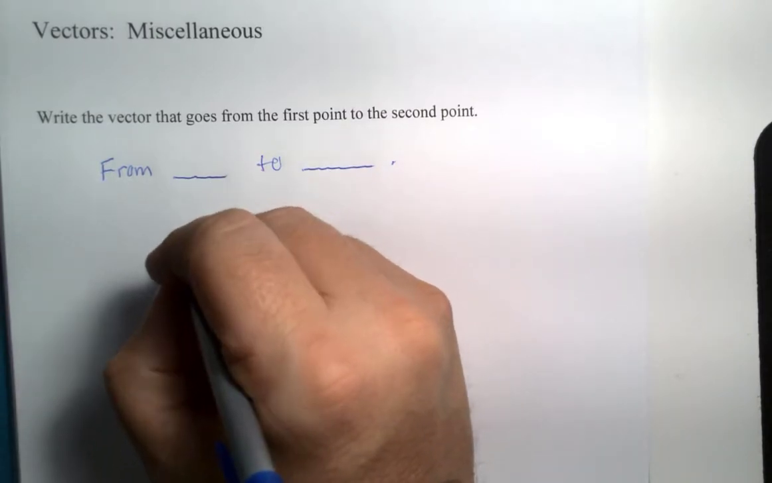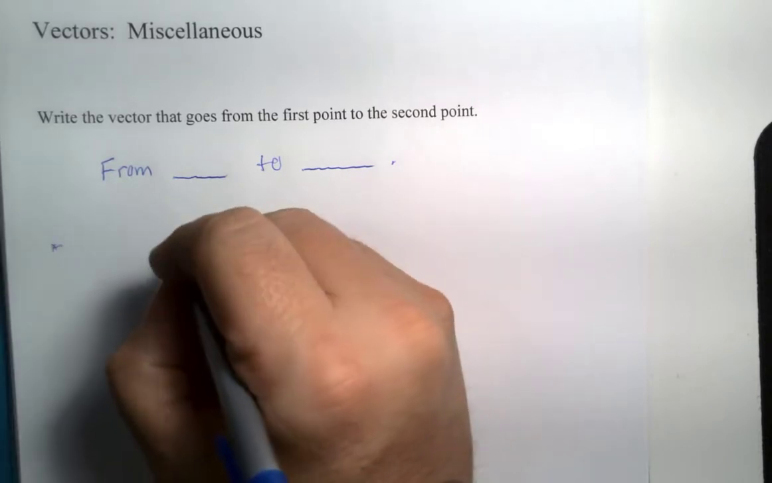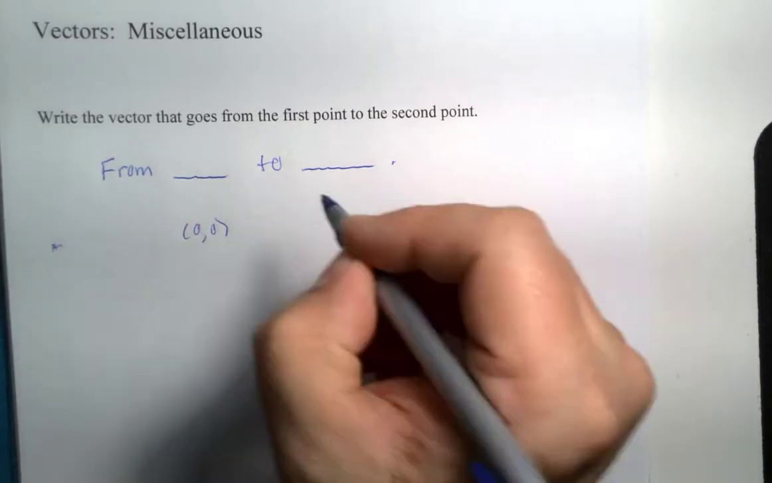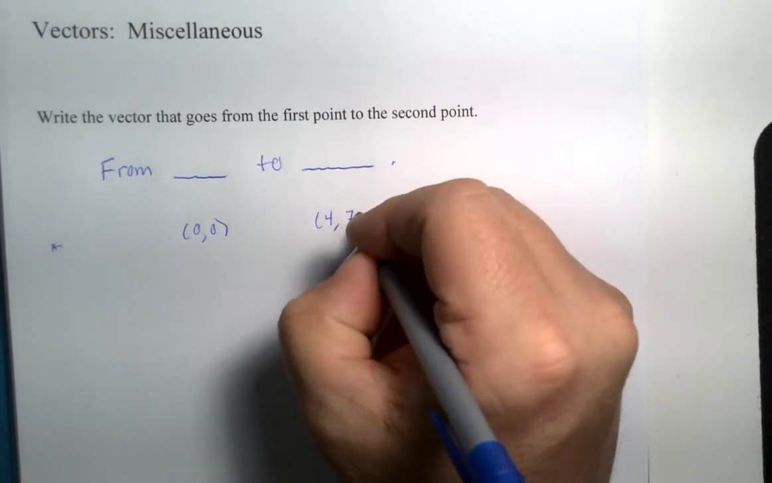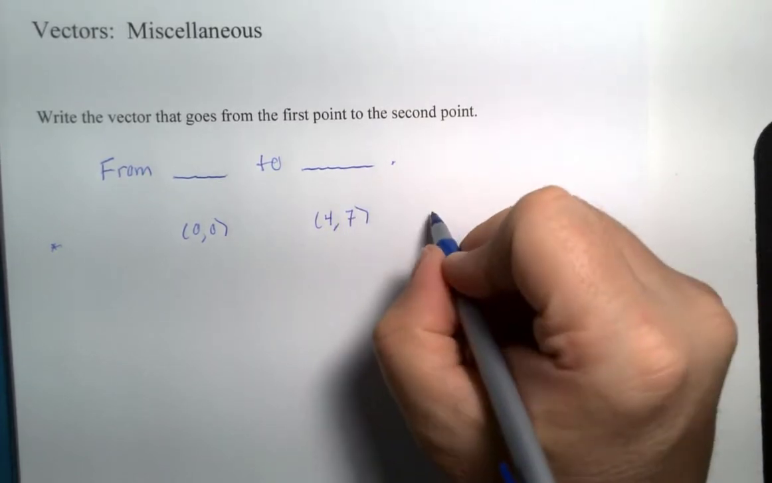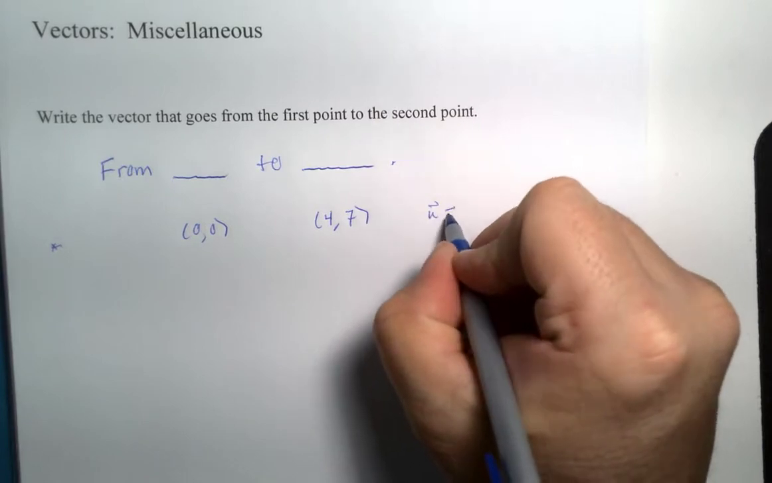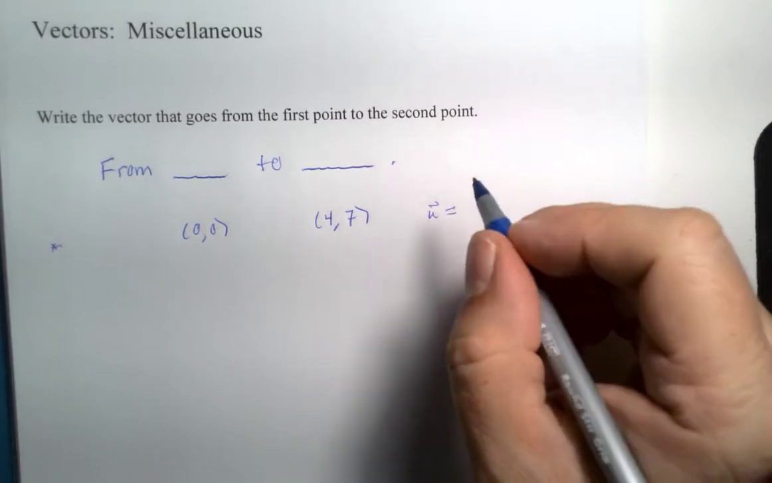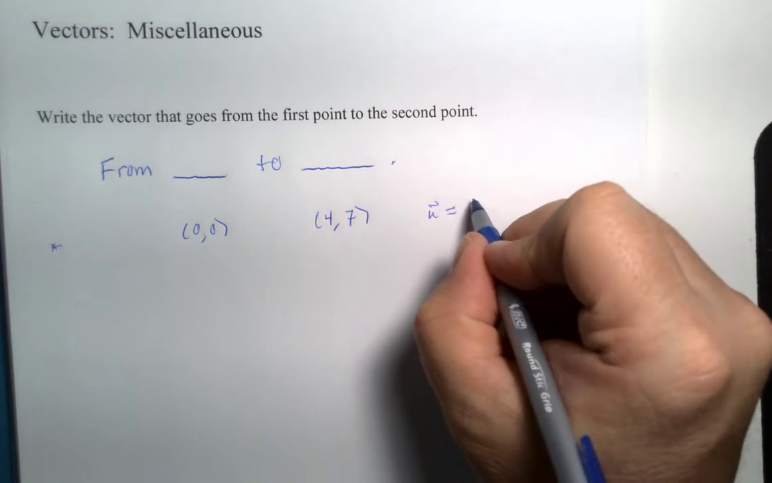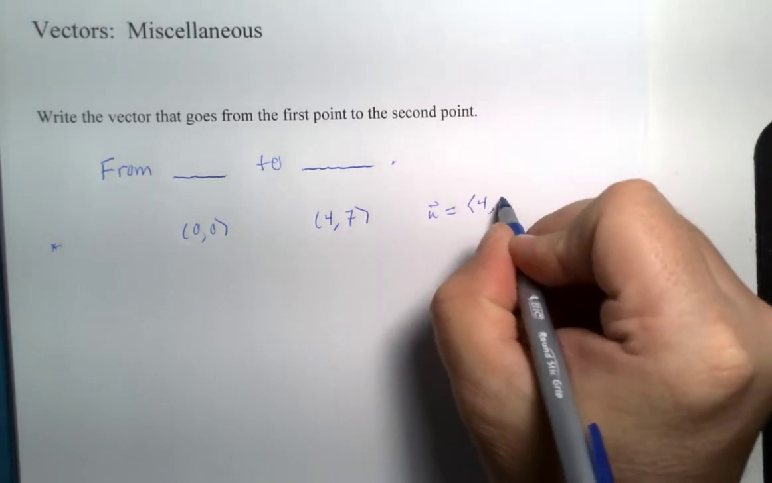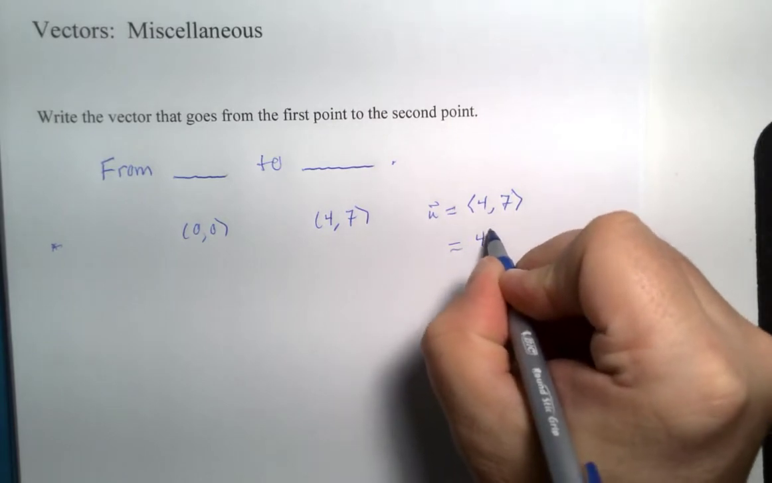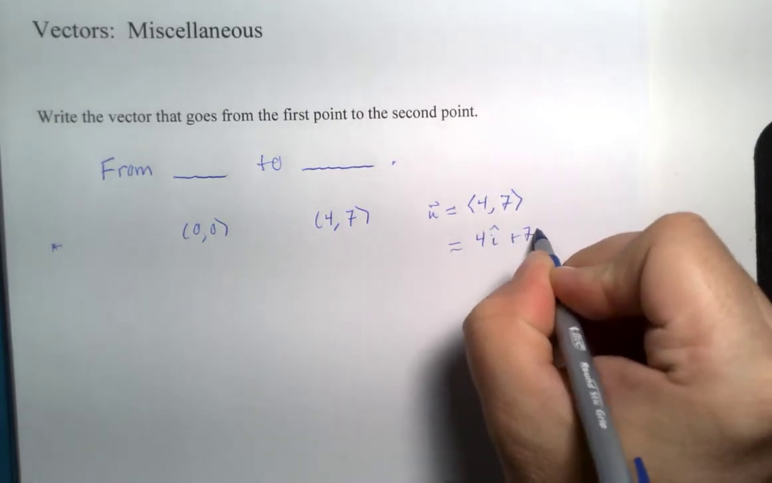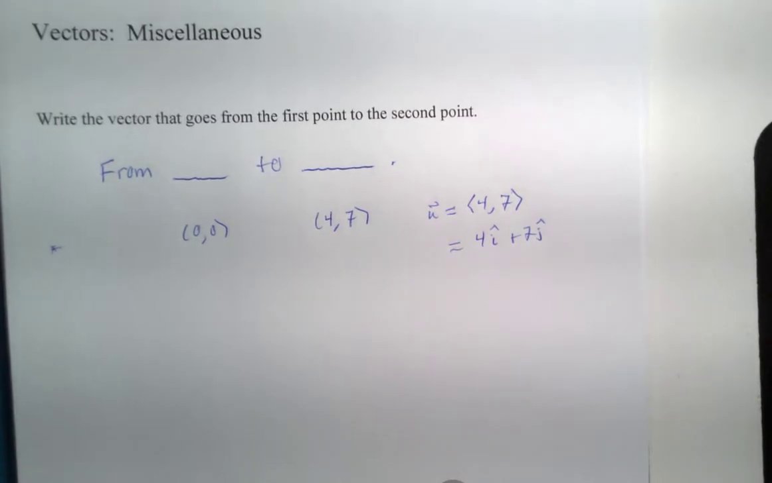So if, for example, we were going from the origin in 2 dimensions, 0, 0, to the point 4, 7, well, that vector u, or vector v, whatever you're going to call it, would be the vector that goes right 4 units and up 7 units. Or you could write it as 4i plus 7j if you're missing the physics notation, because I haven't used it in a while.